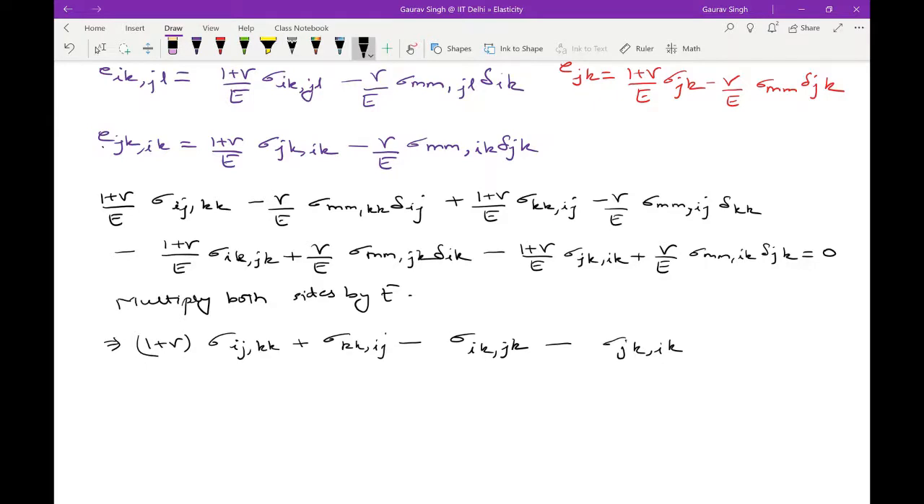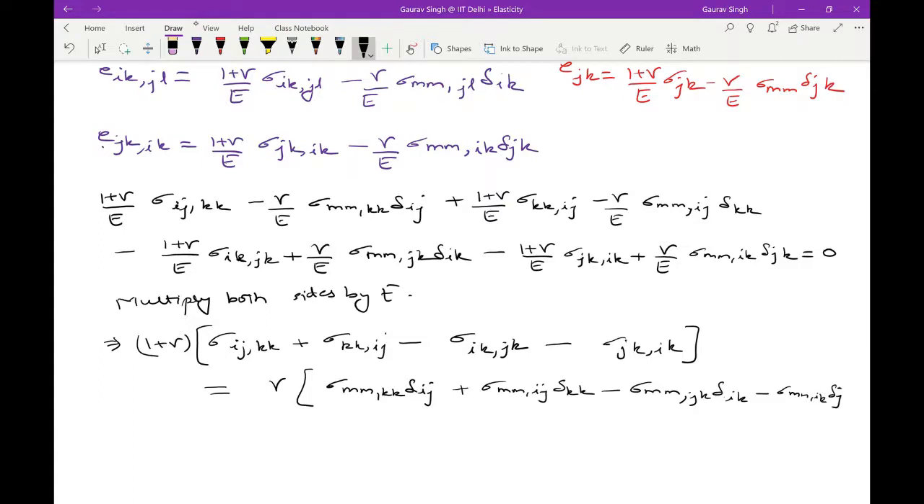Okay, now this is 1 plus nu, this would be equal to nu sigma mm comma kk delta ij plus sigma mm comma ij delta kk minus sigma mm comma jk delta ik minus sigma mm comma ik delta jk.